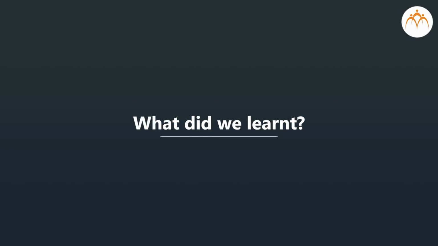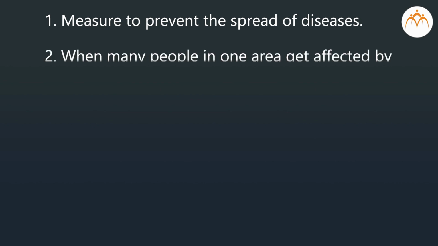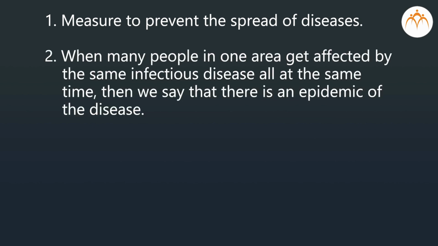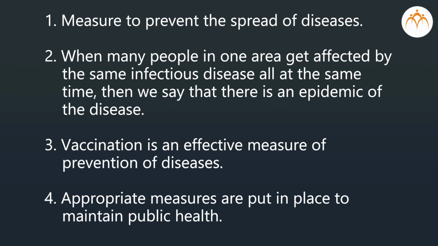What did we learn? Measures to prevent the spread of diseases. When many people in one area get affected by the same infectious disease all at the same time, then we say that there is an epidemic of the disease. Vaccination is an effective measure of prevention of diseases. Appropriate measures are put in place to maintain public health.